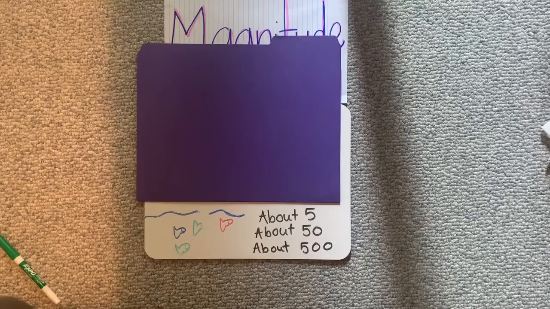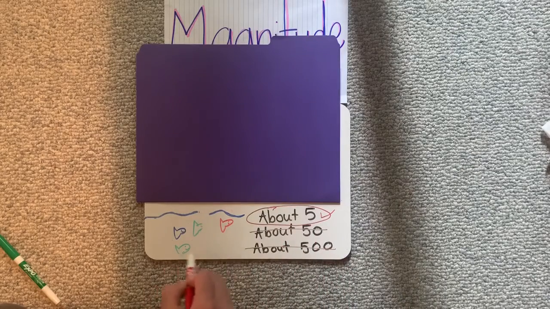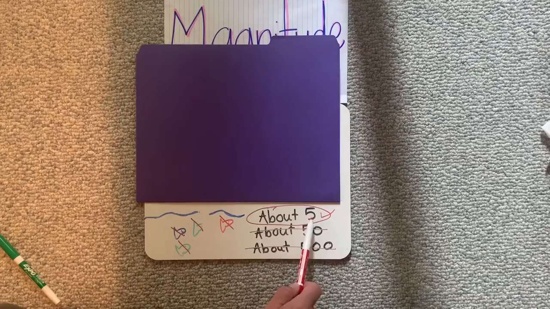Okay, so let's look at our options. Let's start at the top with about 5. That could be a pretty good guess. About 50. I think that these are less than 50. So I'm going to mark that one off. And 500 is even bigger than 50. So I know that's not the right answer. So the correct answer is about 5 fish. Looking at the picture, I really see 1, 2, 3, 4 fish, but 4 is close to the number 5, so 5 would be the magnitude, about 5 fish.